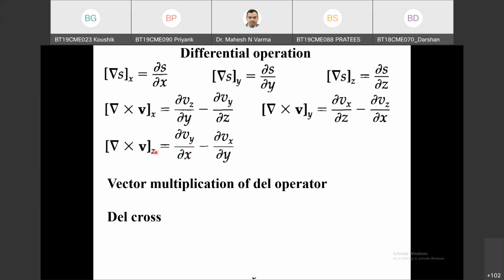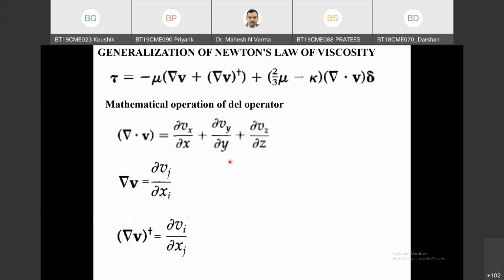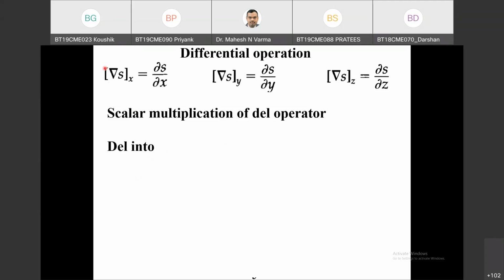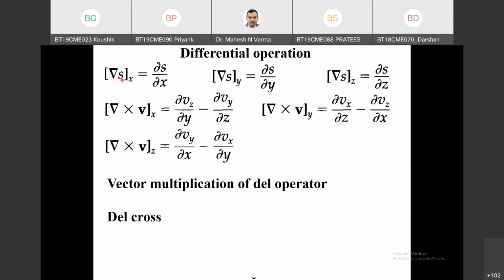So del cross v with respect to z will be equal to del by del x of vy minus del by del y of vx. This is a scalar multiplication, a del into a vector. Here we have discussed del into vector, and this is how del into scalar is operated, and this is how del cross vector is operated. This is clear to everybody?